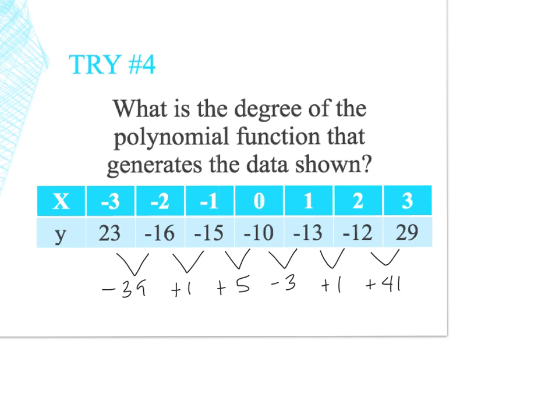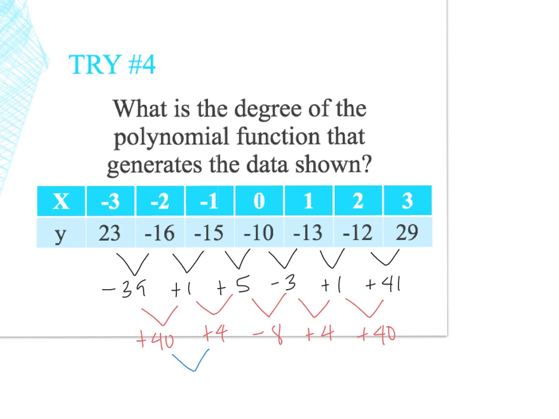All right, so moving on past that. So it's obviously not linear, so we need to keep going. So from negative 39 to positive 1, we're increasing by 40. From 1 to 5, we're increasing by 4. From 5 to negative 3, we are decreasing by 8. From negative 3 to 1, we are increasing by 4. And from 1 to 41, we're increasing by 40. So it's not quadratic. So let's try this again.